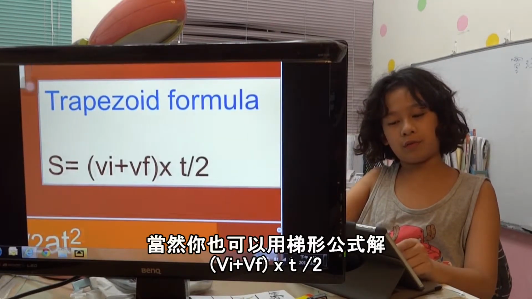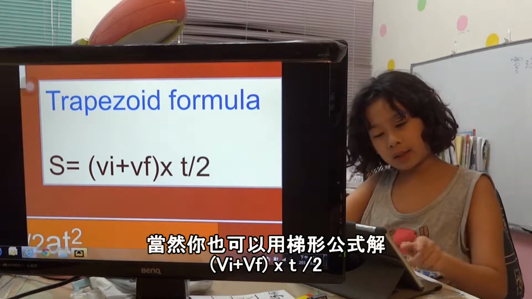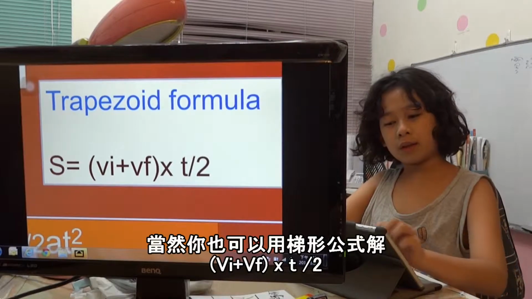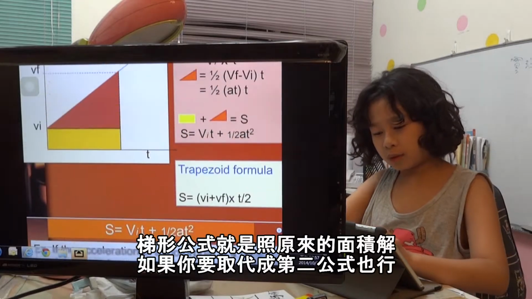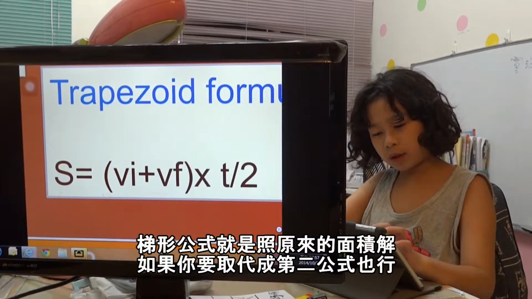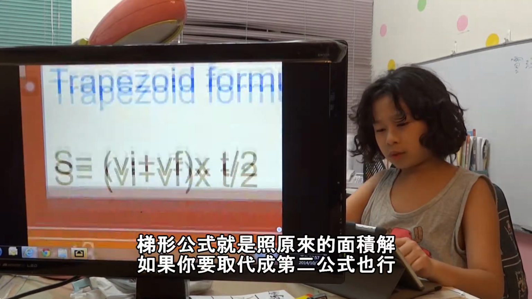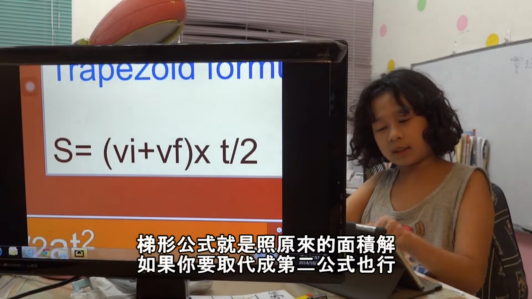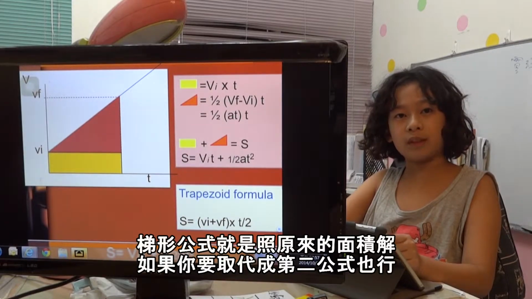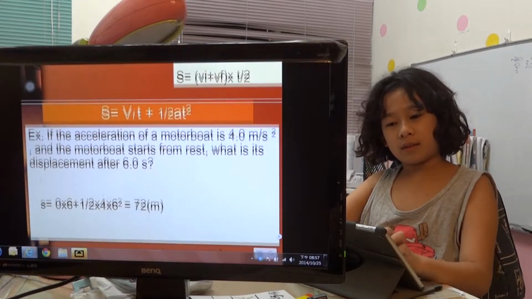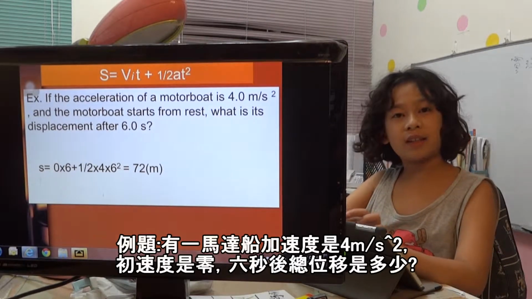Or you can use the trapezoid formula: S is equal to VI plus VF, times T, divided by 2. It's the same, because we can replace VF with VI plus AT. That's why it looks a little different: one is replaced, and the trapezoid formula didn't replace it. And S is equal to VIT plus 1/2 AT squared.